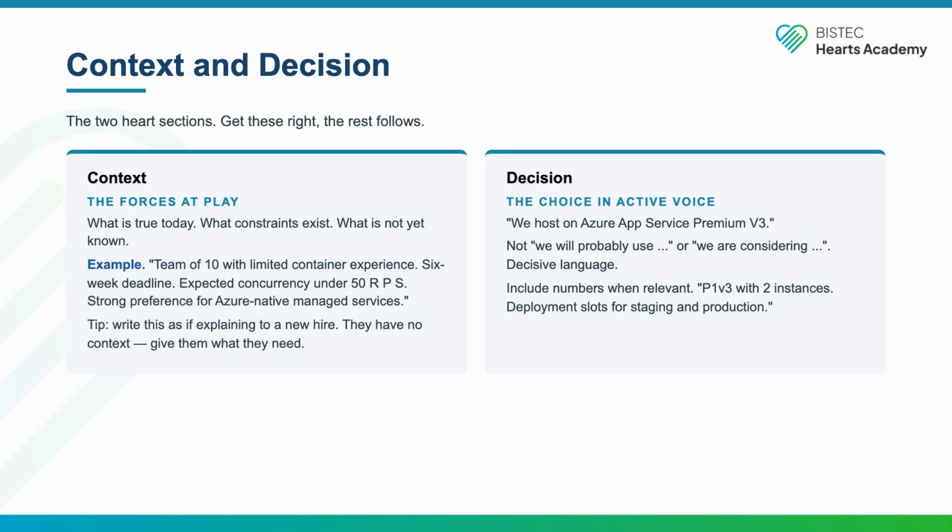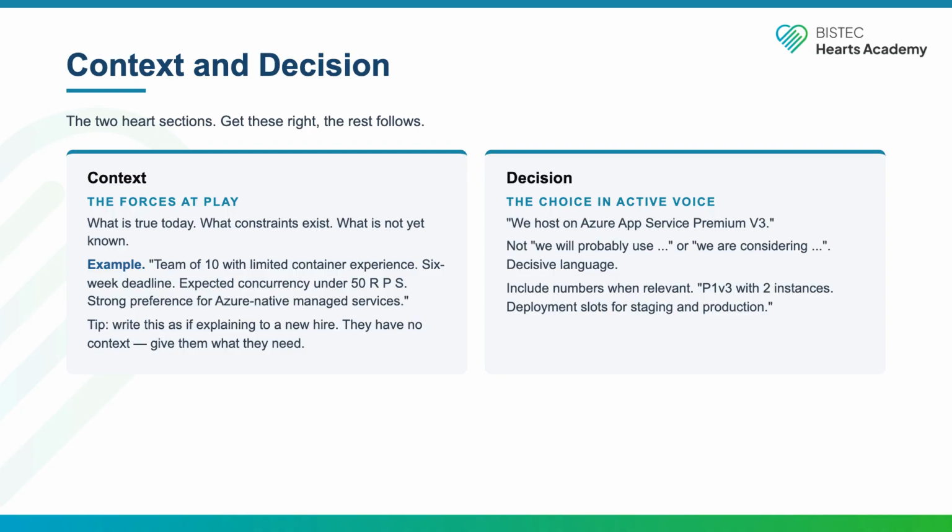The 2 heart sections. Get these right, the rest follows. Context. The forces at play. What is true today? What constraints exist? What is not yet known? Example. Team of 10 with limited container experience. 6-week deadline. Expected concurrency under 50 requests per second. Strong preference for Azure native managed services.